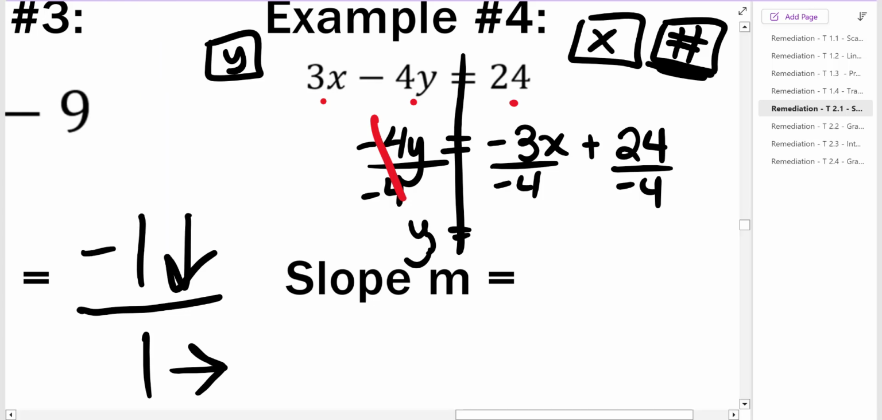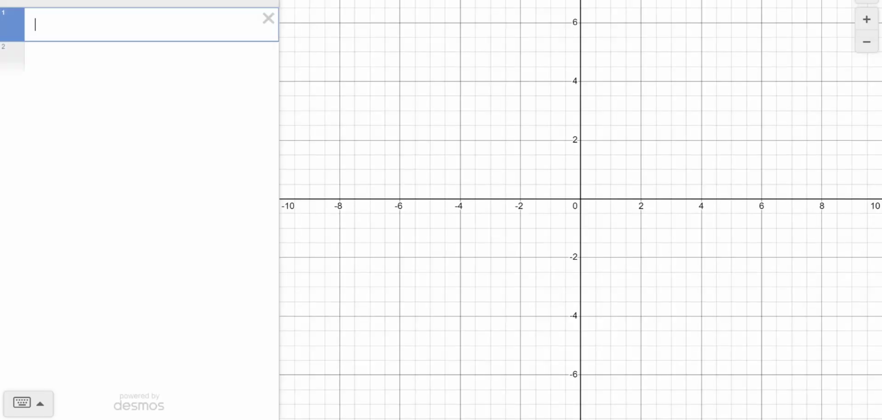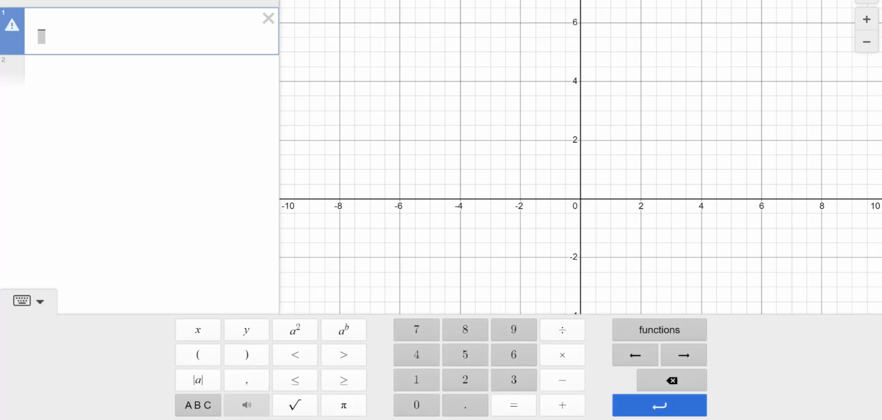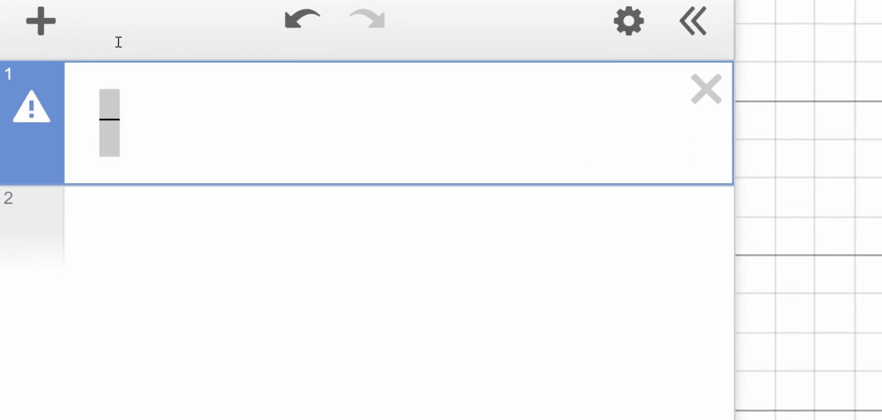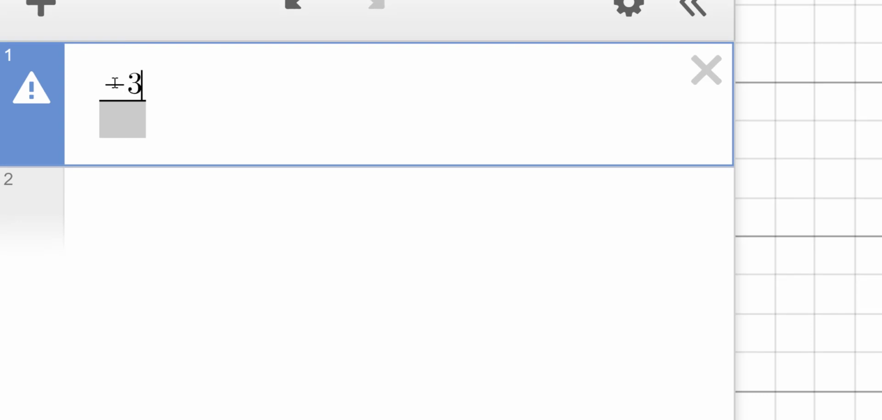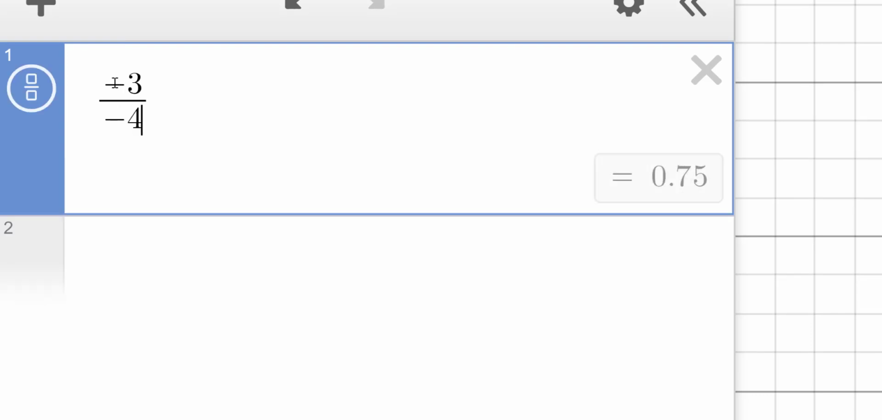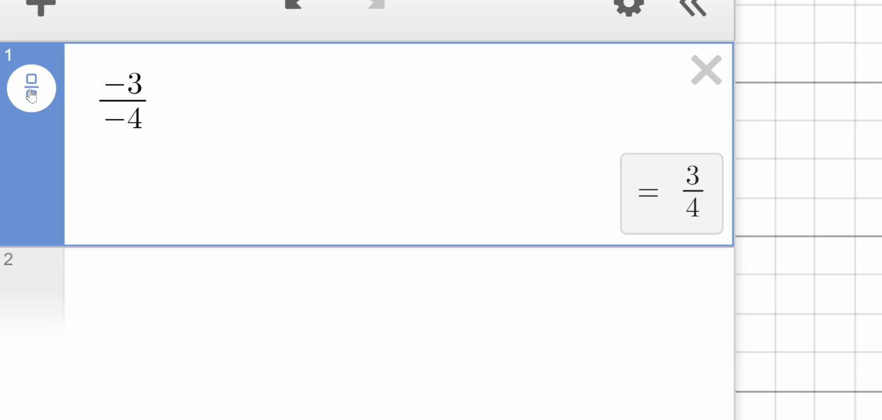And then this, you can always check in Desmos. Siempre puedes checar la fracción en Desmos si puedes simplificar. So if I go here, and then I'm going to hit the division button, I'm going to write negative 3 over negative 4. So a negative over a negative is positive. If you get a decimal, remember, click this button. So you see negative over negative is the same as positive over positive.